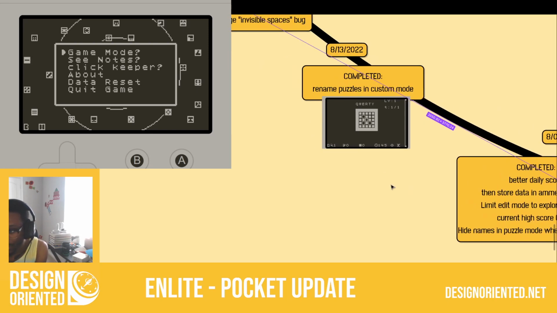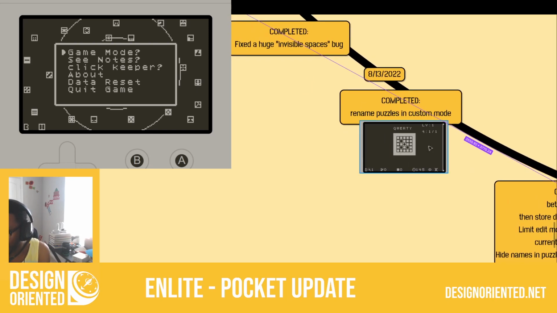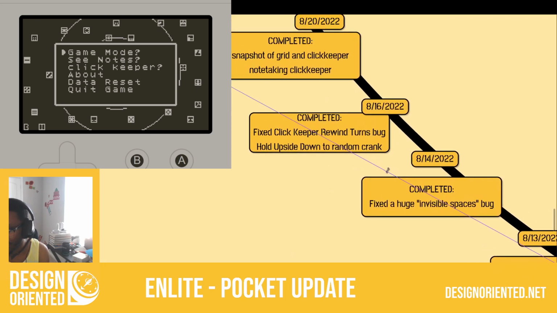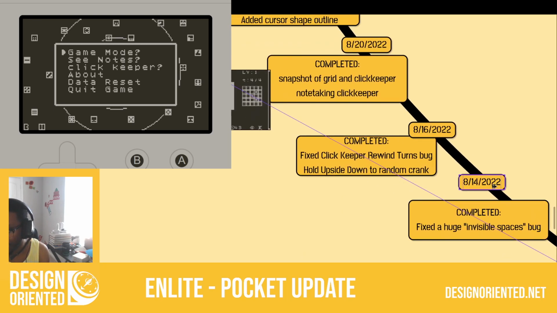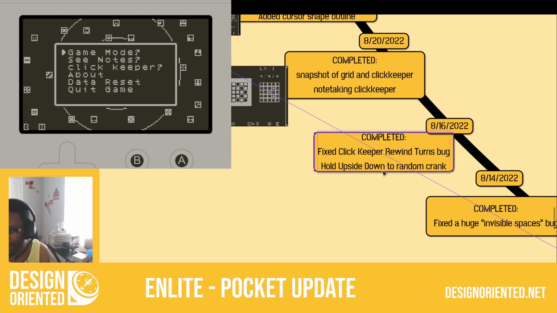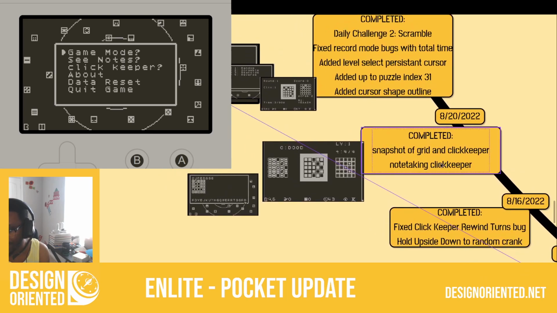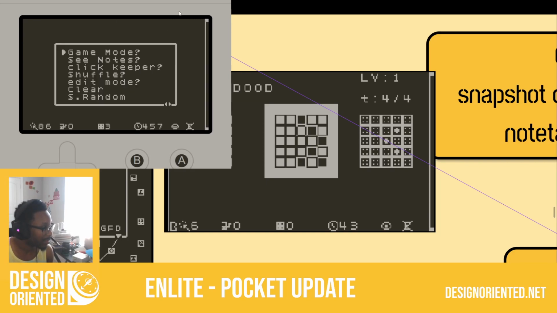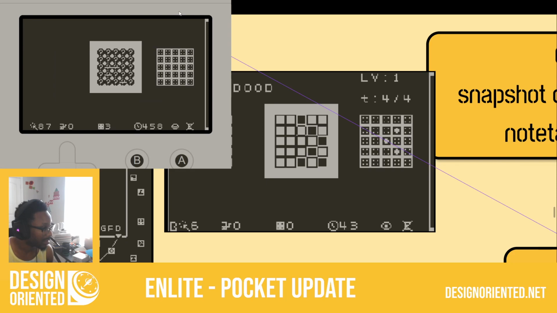You can edit the board, rename puzzles in custom mode, which is something I just showed you, so you can rename them. Fix the huge invisible spaces bug that was annoying, took a whole day. Fix click keeper rewind turns bug. Snapshot of the grid. So now in the click keeper, I can show you the click keeper too. So like game mode, just really clever ways to do all these things.